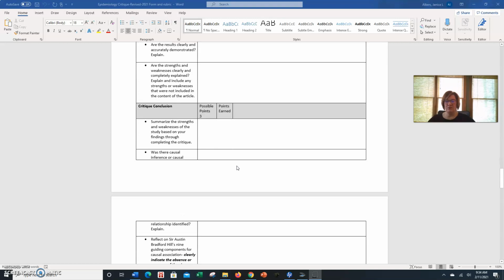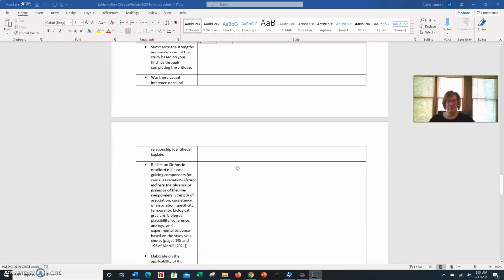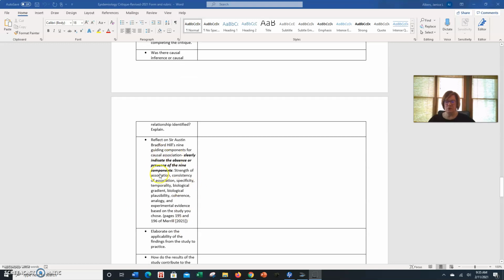And overall, what are the strengths and weaknesses? Let's take a step back and really look at the study overall. We're going to be diving into our textbook, and be very clear to indicate the absence or presence of the 9 components of Sir Austin Bradford Hill's causal association. So you want to include whether or not you were able to pull from the study that these factors were indeed in place or not. And if they're not there, that's perfectly fine.